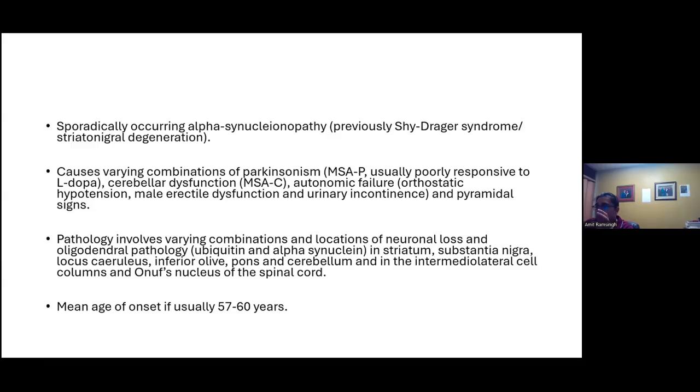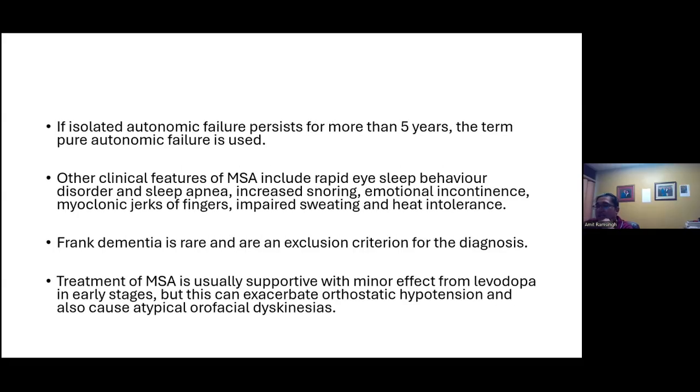The pathology involves unique combinations and locations of neuronal loss in the striatum, substantia nigra, the brainstem, cerebellum, as well as, importantly, intermediolateral cell columns and Onuf's nucleus in the conus medullaris of the spinal cord, which is important in the physiology for micturition. Mean onset is a similar age to Parkinson's, about 57 to 60 years. So if isolated autonomic failure persists for more than 5 years, the term pure autonomic failure is used.